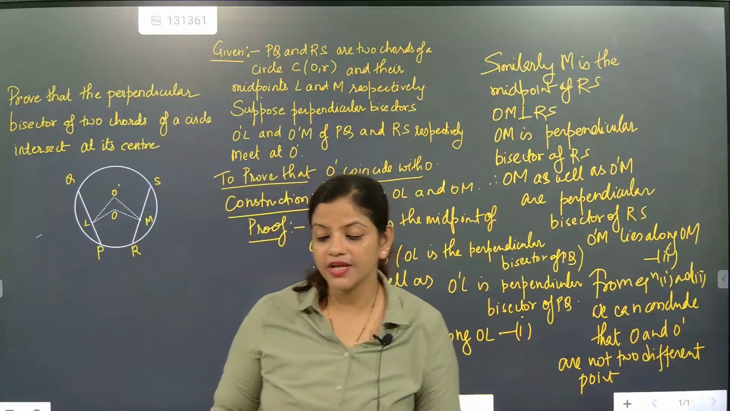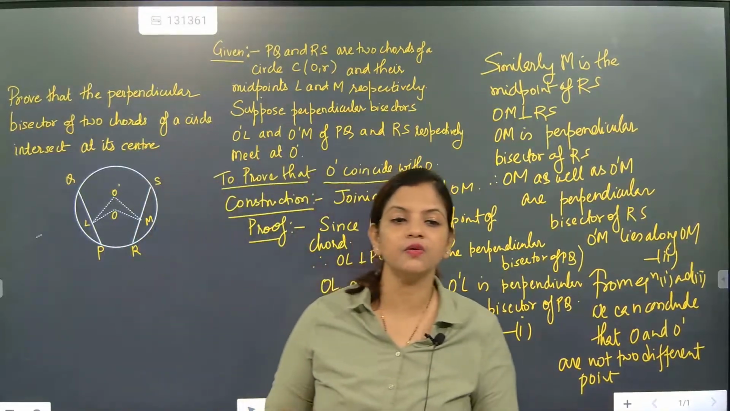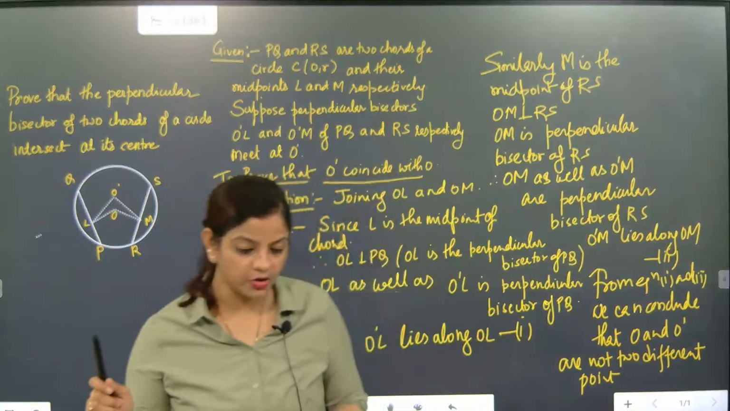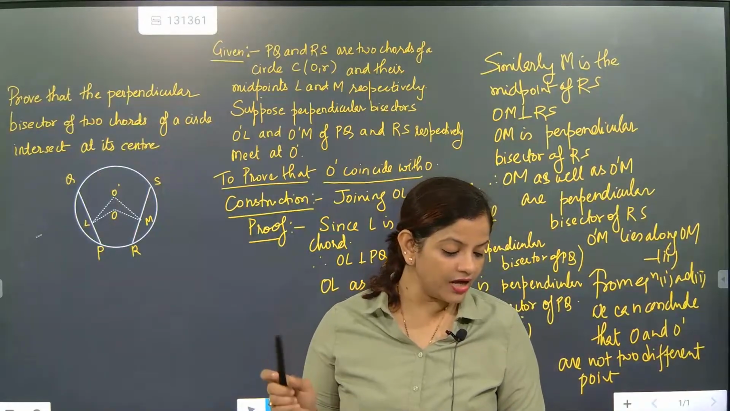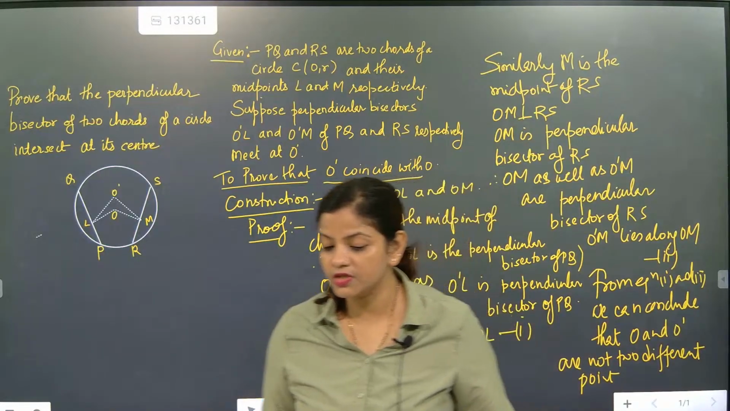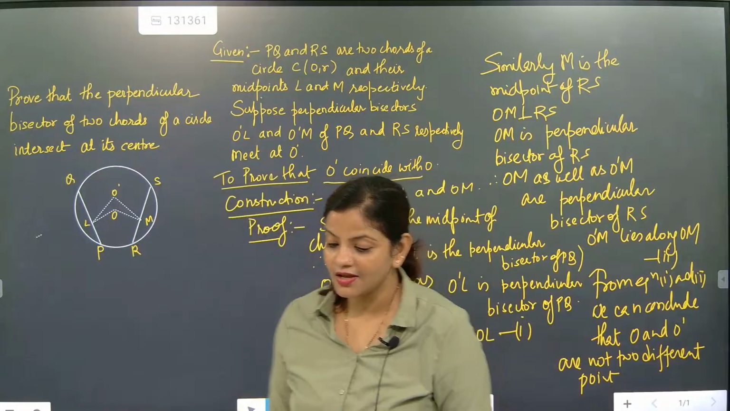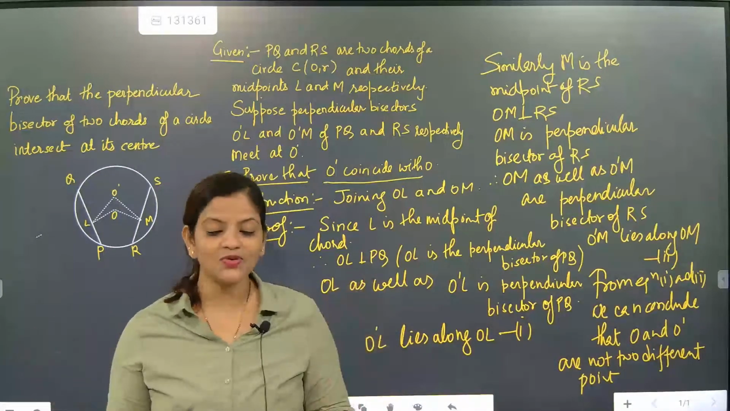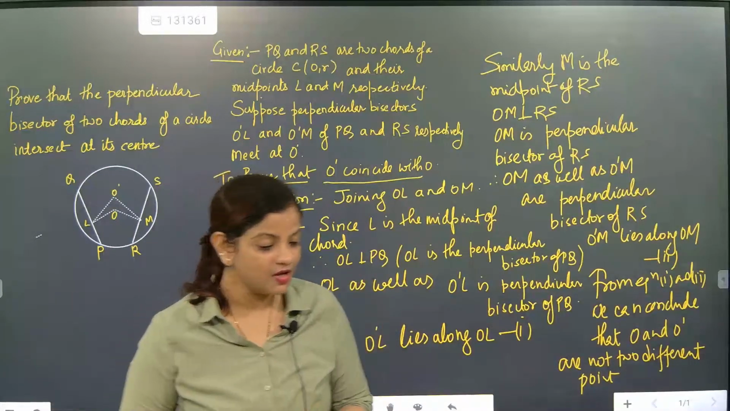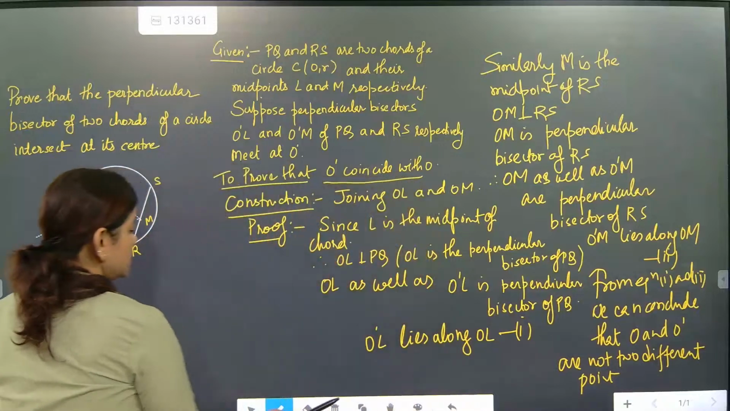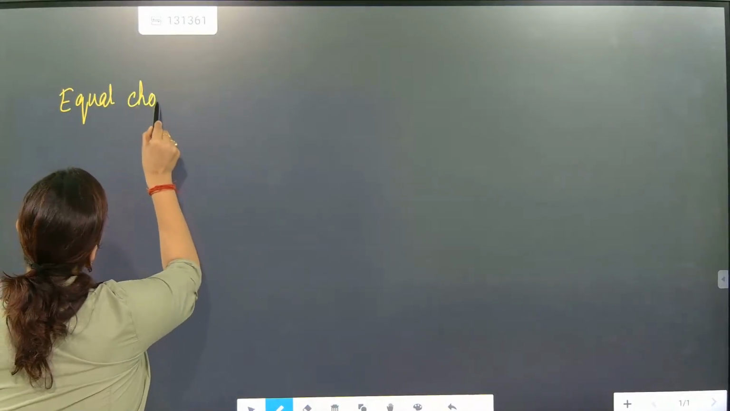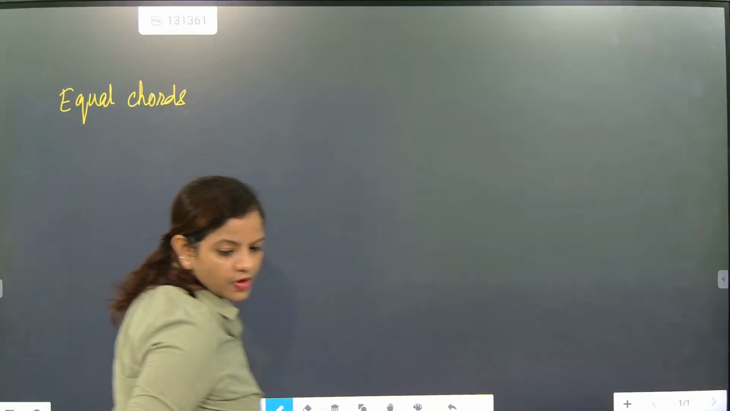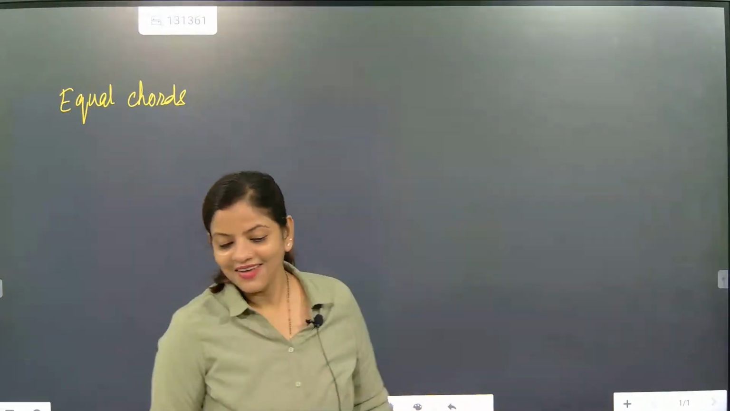Now we are going to go to the next theorem. Equal chords of a circle subtend equal angles at the center. That's one theorem. Equal chords of a circle are equidistant from the center. Come on, write this down. Equal chords of a circle.